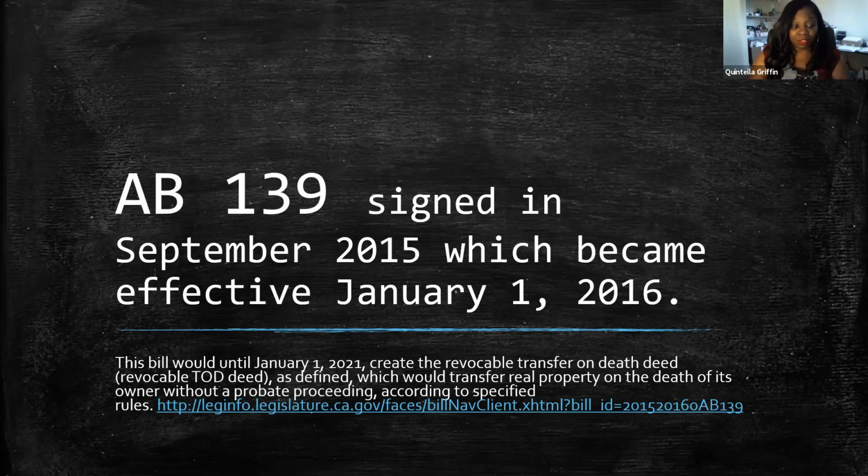So I'll just read this to you. The bill would, until January 1st, 2021, create the revocable transfer on death deed as defined, which would transfer real property on the death of its owner without a probate proceeding. So this deed allows you to transfer the property without a probate proceeding.